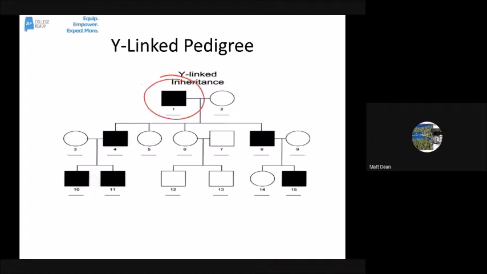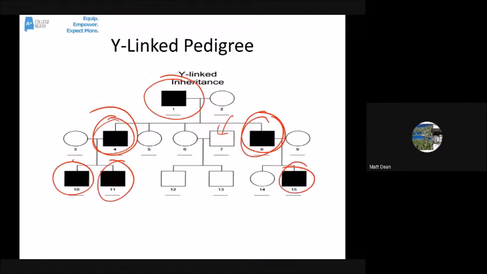Notice that for this affected father, every son that he fathered has the trait. Person 7 here is not his son. That's his son-in-law, not affected. Again, notice person 4, both sons have it. Person 8, the one son has it. This can't be passed on to daughters. So if you see a pedigree where men are passing it to only men and to every male child, it's going to be a Y-linked trait.